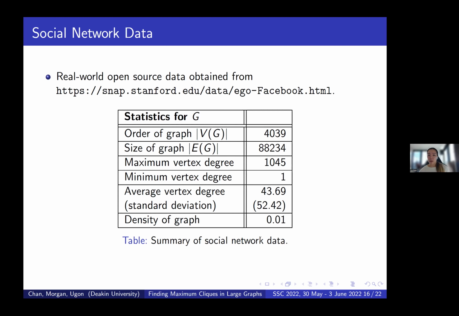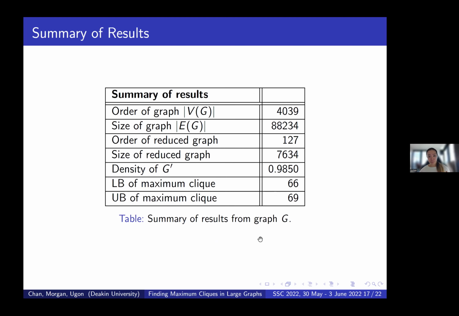After we ran our reduction algorithm, we're able to significantly reduce the graph from 4,000 vertices to 127. And it was a very, very dense graph as well. And we're able to find a really good bound on the maximum clique, which is roughly about 69. And there are some cases where when we ran the reduction algorithm, it gave us the exact maximum clique.